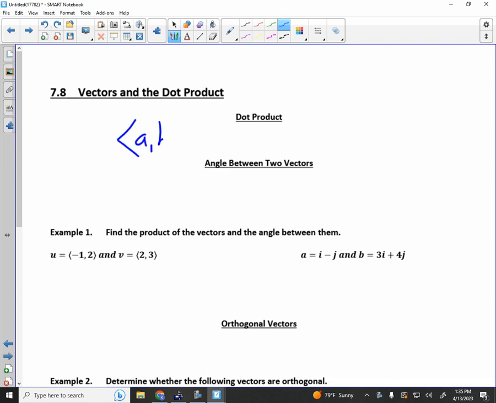(A, B) times (C, D). The question is, how do we multiply vectors? We added them, no big deal. We subtracted them, no big deal. Well, what about multiplying them?